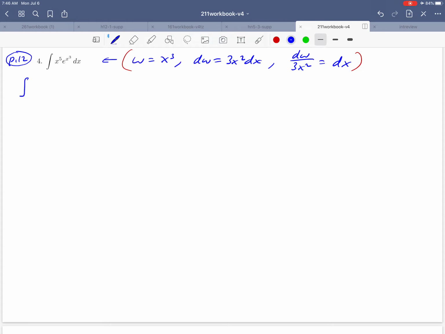So we're starting from x to the fifth. We let x cubed be w, so I'm going to write w for that. And then we can see from our work that dx is equal to dw over 3x squared. Can we do any cancellation here? Well, notice that the x squared cancels into the x to the fifth and leaves us with an x cubed left over. That's one piece of cancellation that we can do.